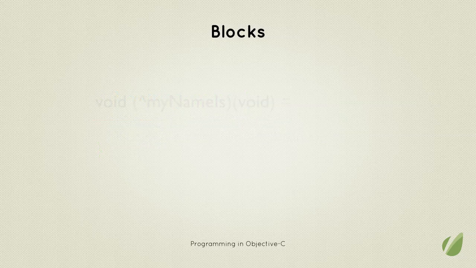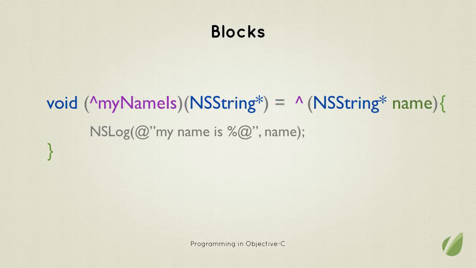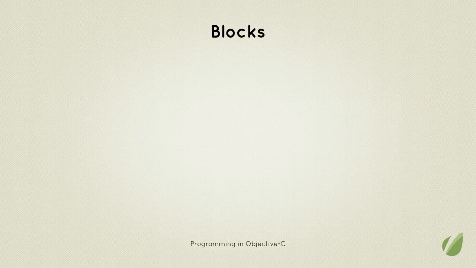Now we have to change the block variable to fit this new block. So we'll write void caret myNameIs and NSString, and then the code for the block. And this time the block variable says that the block doesn't return a value but needs a string as input. So we can use the new block definition. To use this block we write myNameIs at, and for example, Mark, and the new code will be executed.